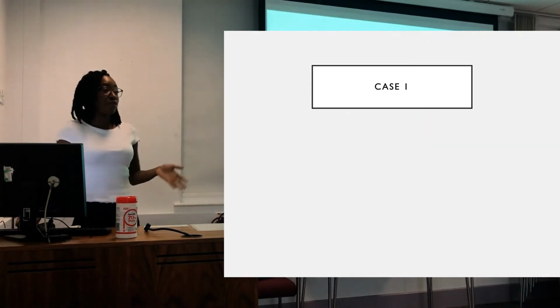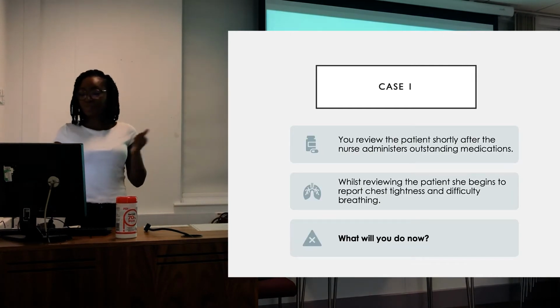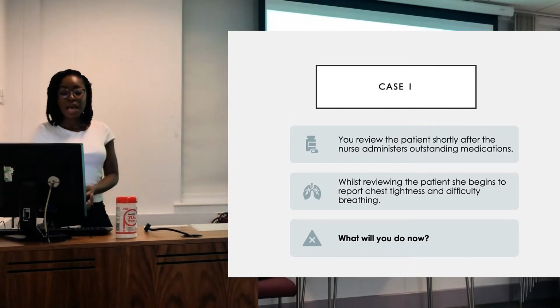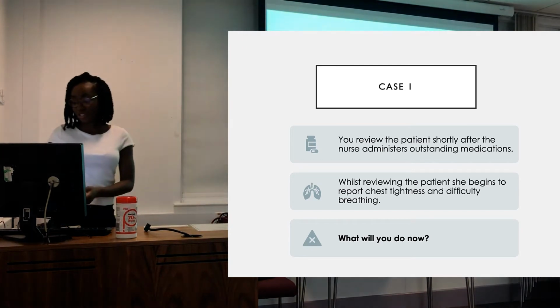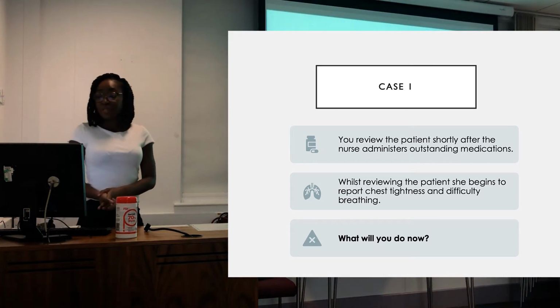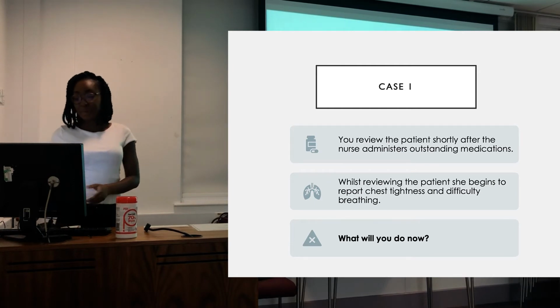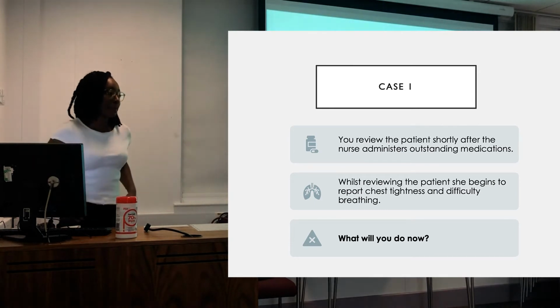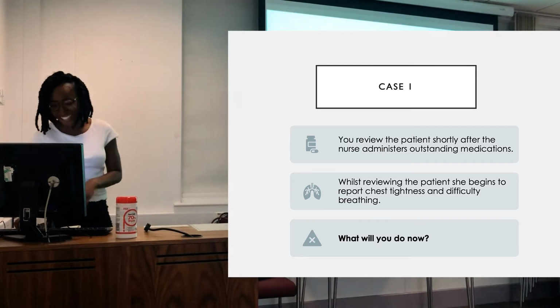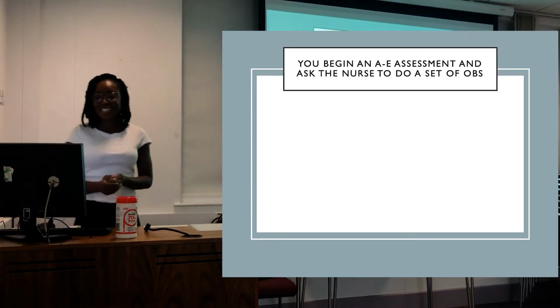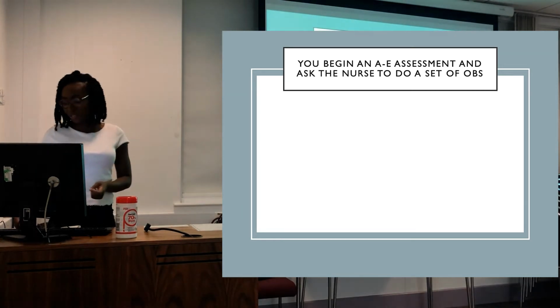So you are the F1 on AMU. You review the patient shortly after the nurse administers the outstanding medications. Whilst reviewing the patient, she begins to report chest tightness and difficulty breathing. What will you do now? Yes. So you begin an ABCDE assessment and you ask the nurse to do a set of obs.